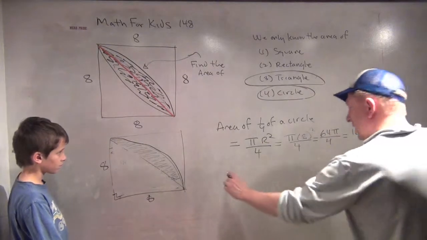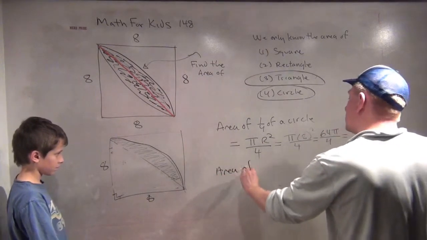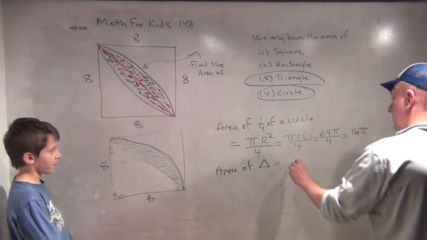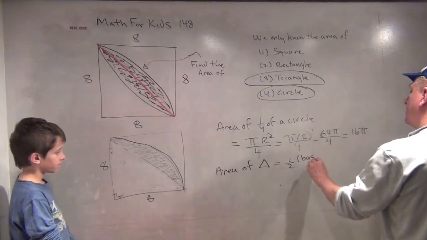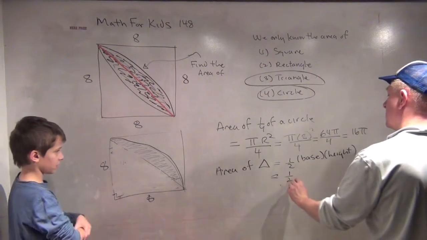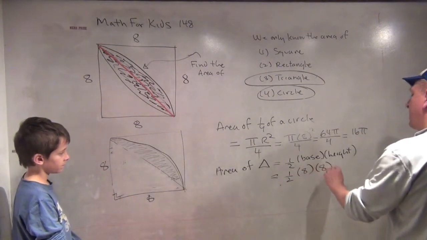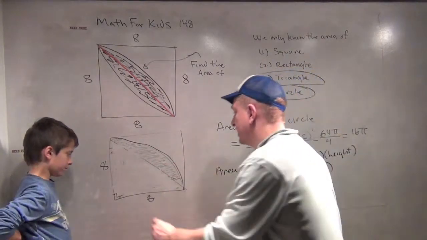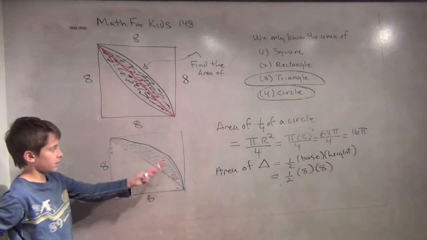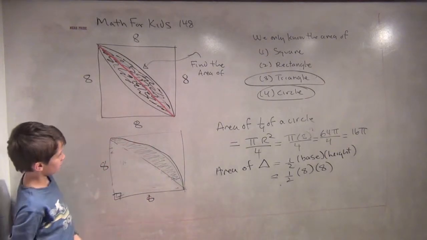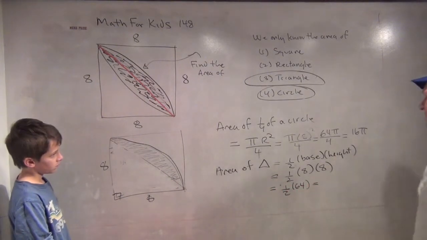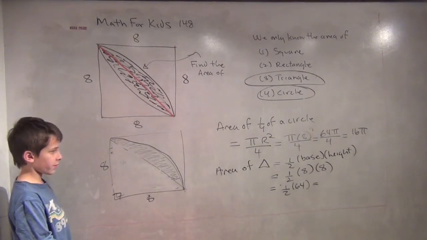Very good. And the area of the triangle is what? What is our formula for the area of a triangle? It's 1/2 base times height, which is 1/2 of 64 because 8 times 8. The base of this triangle is 8. The height is 8 because it's a right triangle. And why is that a right angle there? Because it's inside of a square. Okay, so this is 1/2 of 64. And what is 1/2 of 64? 1/2 of 64 is 32.